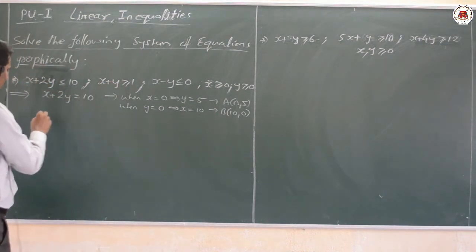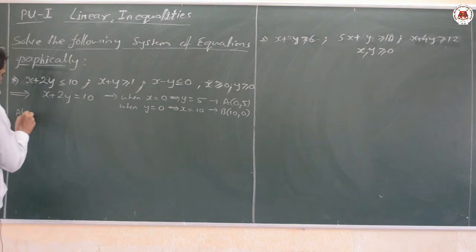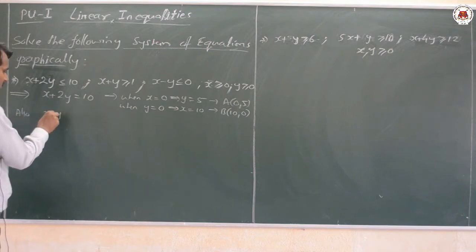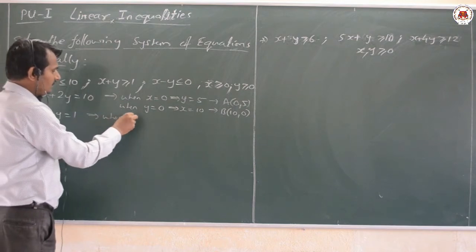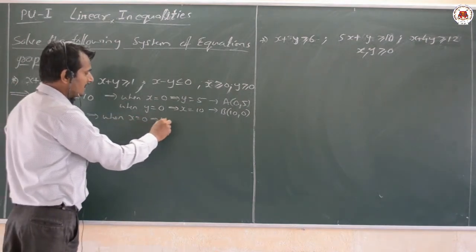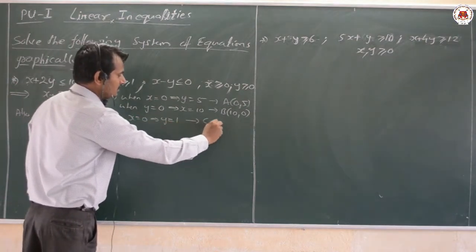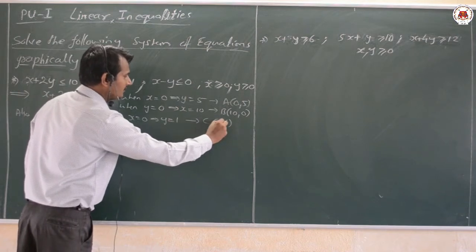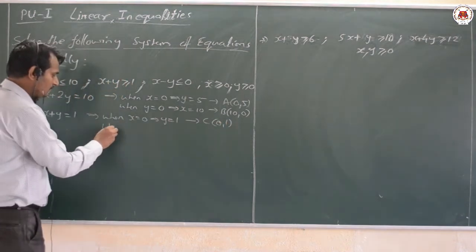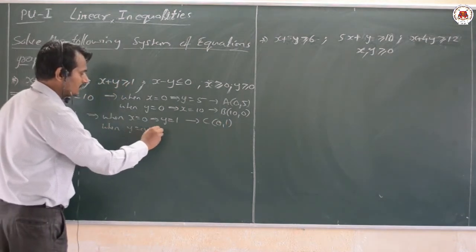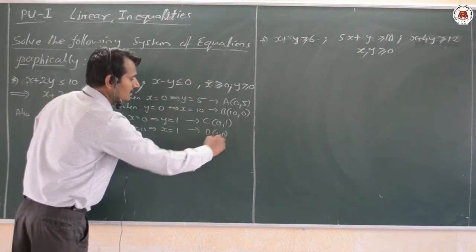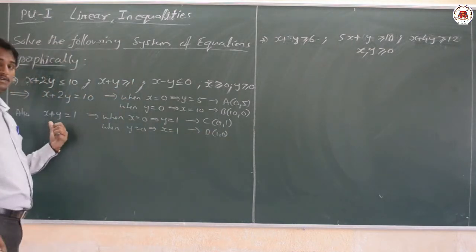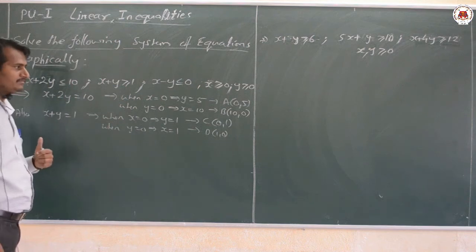Then the second inequation, what we have also, for x plus y equal to 1. When x equal to 0, that implies y is equal to 1. The C coordinates are (0, 1) here, and also when y is equal to 0, that implies x is equal to 1. Therefore the D coordinates are (1, 0) here. Y is equal to 0 means x equal to 1.